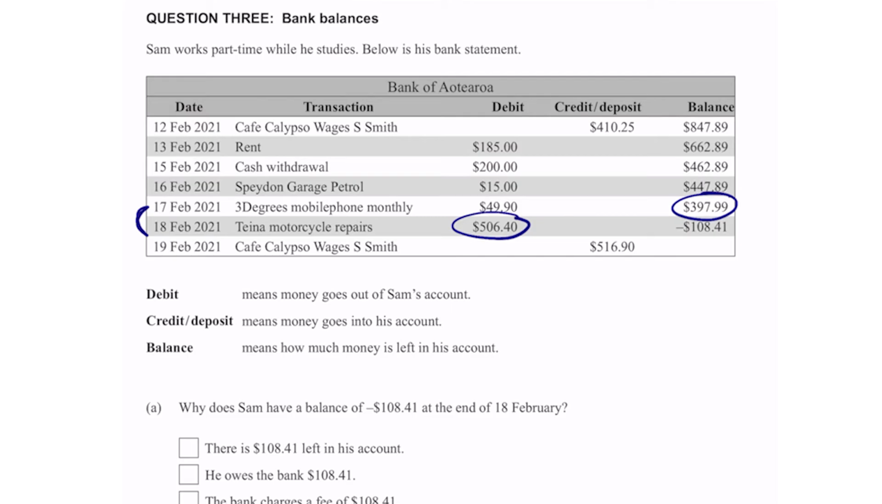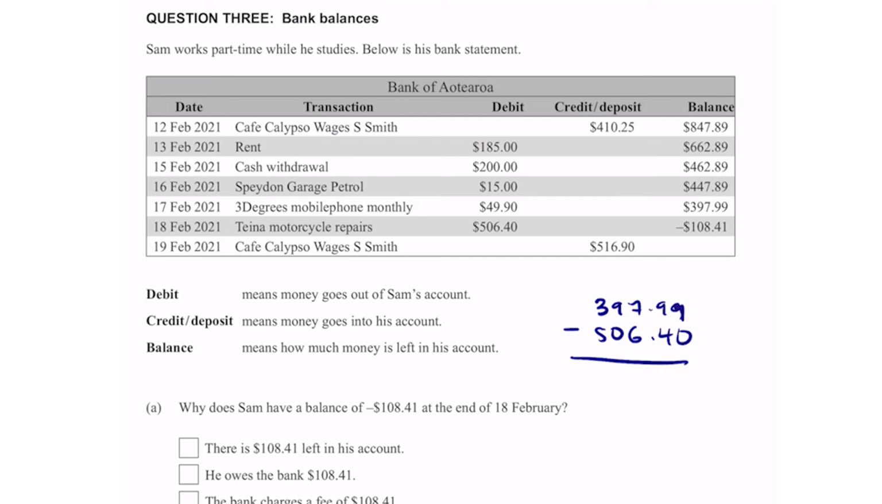He's transferring this money out of his account to the motorcycle repair place, right? So he's losing $506.40. So he's paying that amount, right? But he didn't actually have that amount. He only had $398 in his account, right? So essentially, if we were to do that mathematically, he only had $397.99, and then they took $506.40 out of his account.